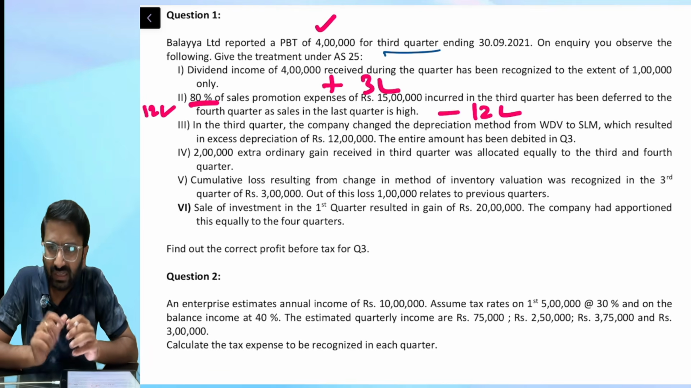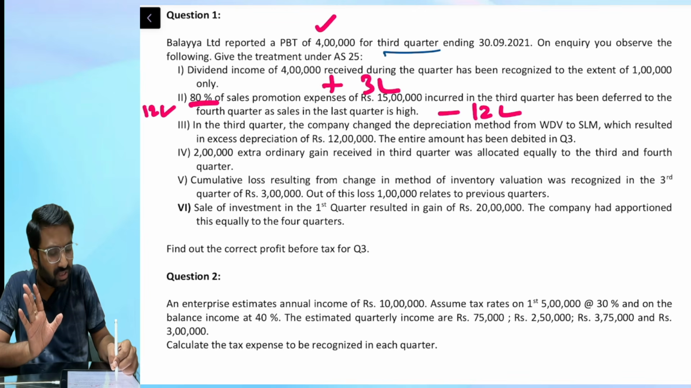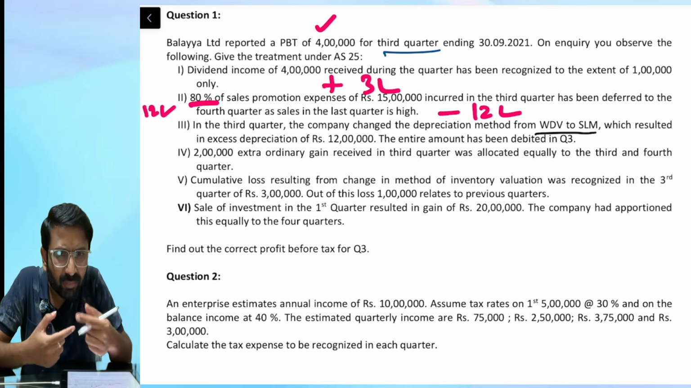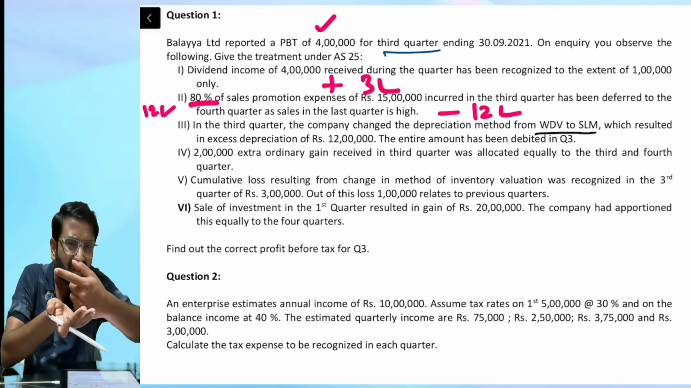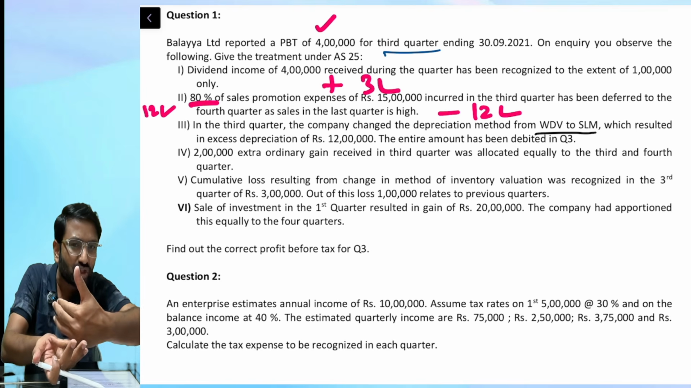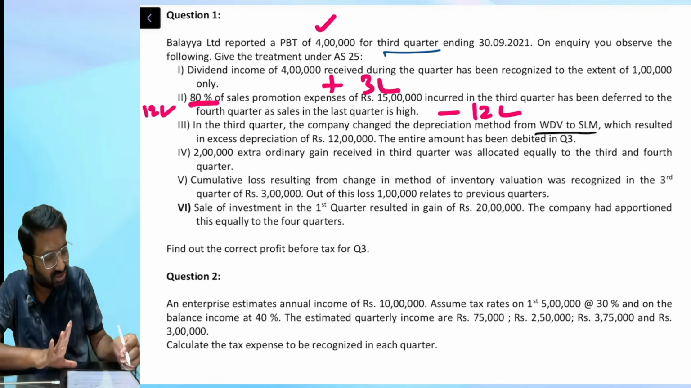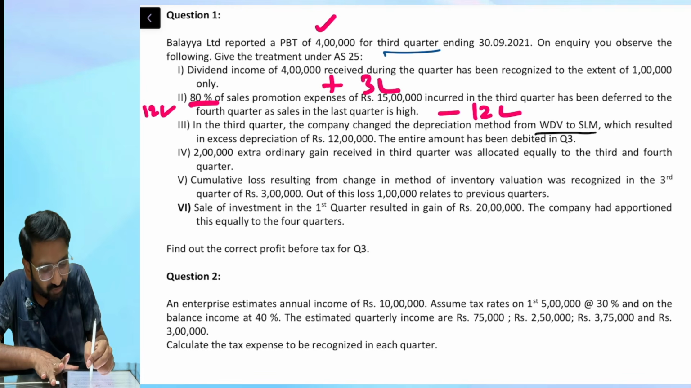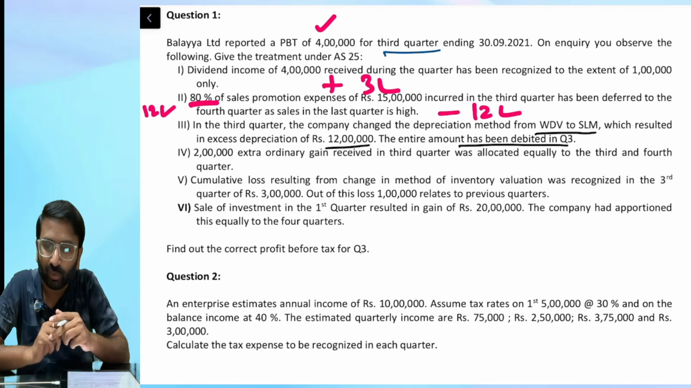Next. In the third quarter, the company changed the depreciation method from WDV to SLM. And can I say, as per Accounting Standard 10, when you change the method of depreciation, that is a change in accounting estimate. And when there is a change in accounting estimate, the impact has to be prospective, that is from the period of change.